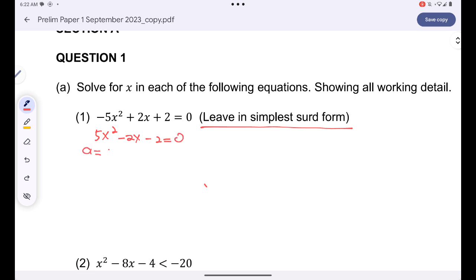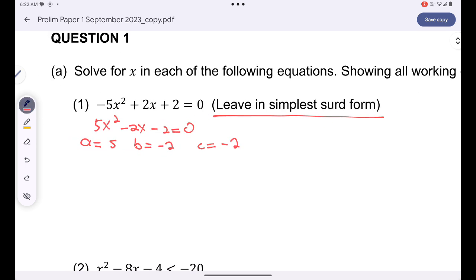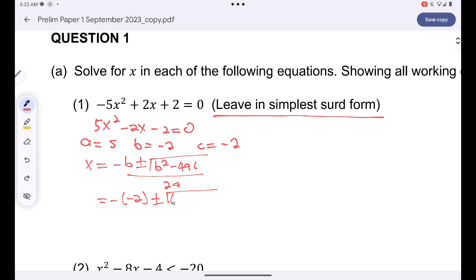Okay, the value of a is the coefficient of x squared, the value of b is the coefficient of x, and the value of c is our constant term. Are you together? The quadratic formula simply says x is equal to negative b plus or minus the square root of b squared minus 4ac, all over 2a. Negative b, I do have my -2 there, plus or minus the square root of -2 squared minus 4ac with the -2 there, all over 2a.